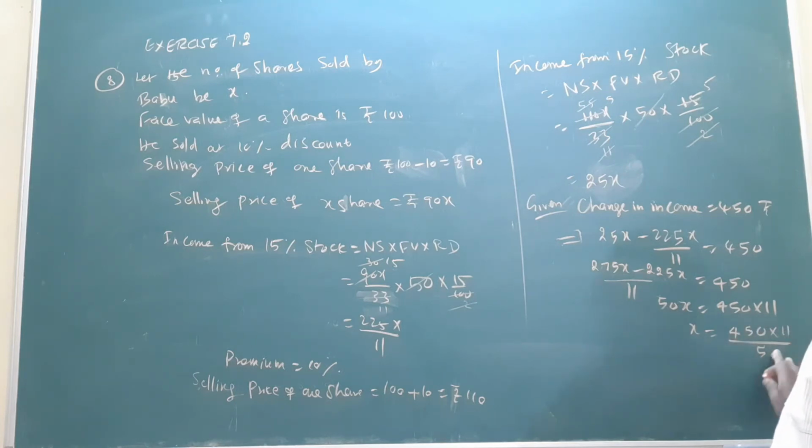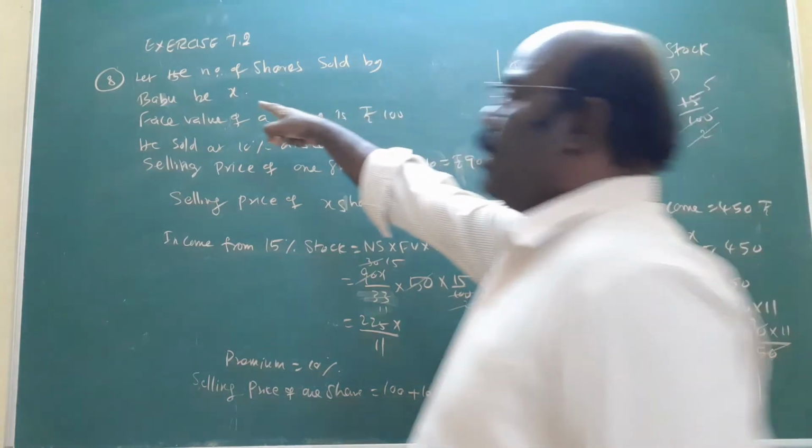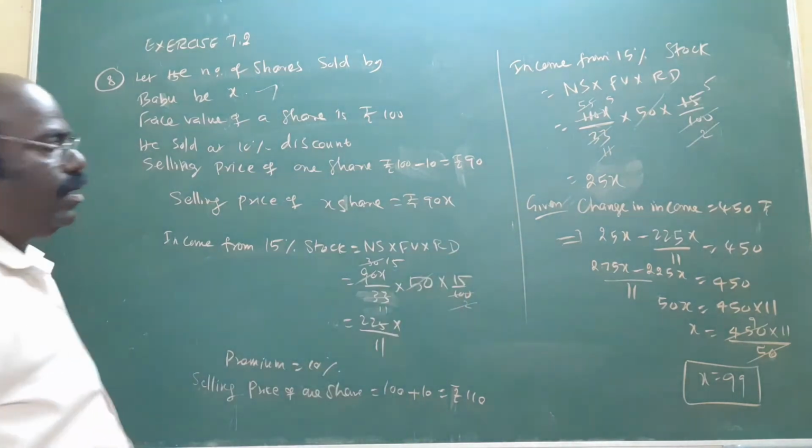How many times? 1 times, then 9 times, for 99. This is the answer. That's all, x only asking. Now our assumption is x, you find the x value, that is the answer.